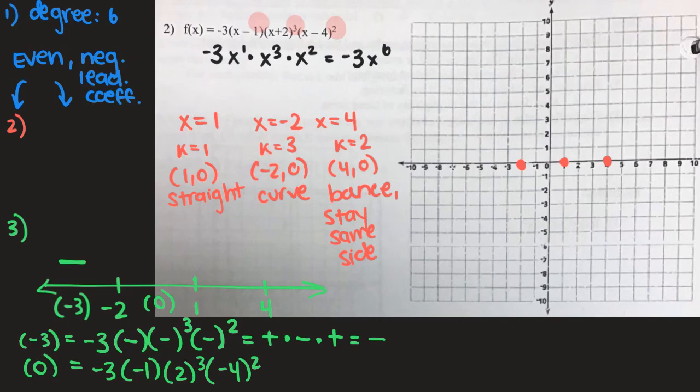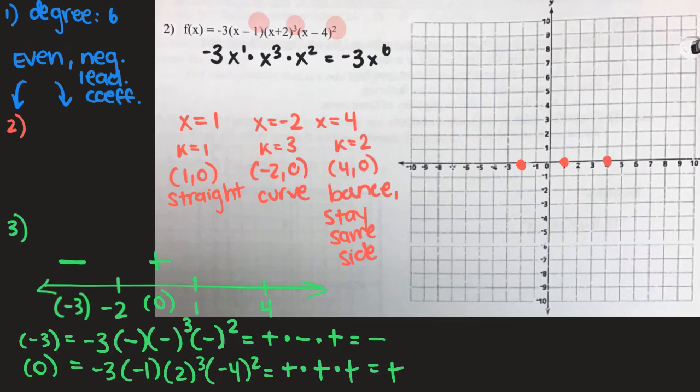But if you don't want to do the math on this, we can just care about the signs like we've done before, right? Negative 3 times negative 1 is a positive value. Okay? 2 cubed is a positive value. And then negative 4 squared is a positive value. Therefore, a positive times a positive times a positive is a positive. Okay? We got 2 more to do.